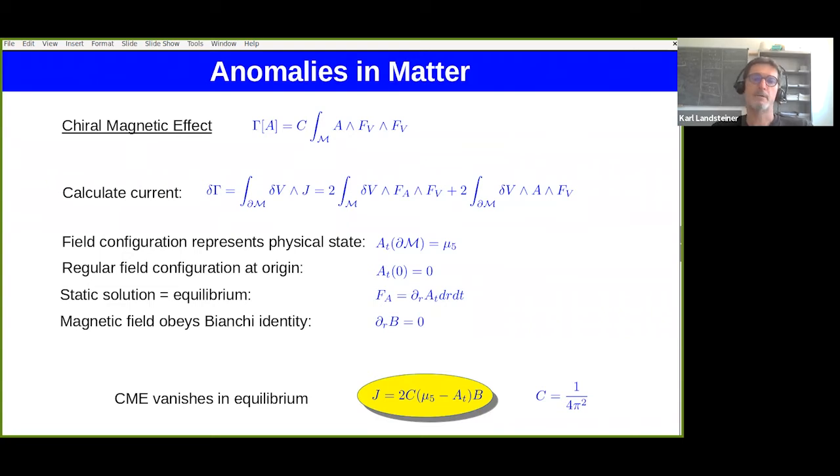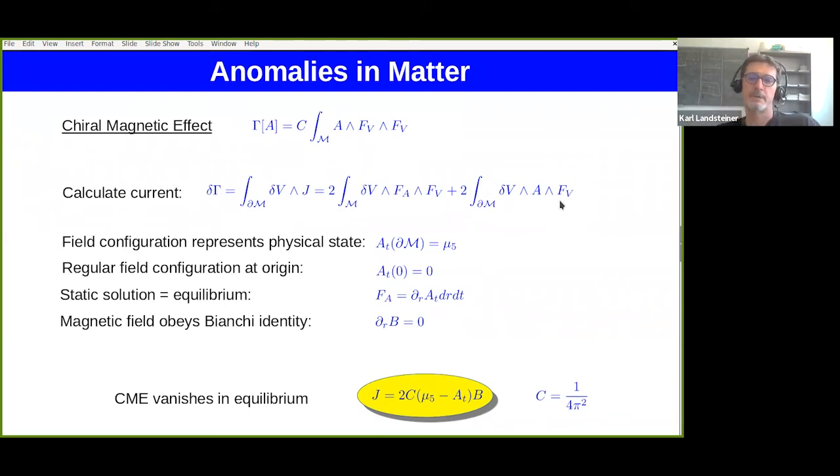The only difference now is that you want to calculate the current, not the axial current, and the current couples to the V field, but the V field doesn't appear explicitly, it only appears in the field strength. So in order to get the variation with respect to the V field, I have to do some partial integration, and in this partial integration, I pick up some additional surface terms.